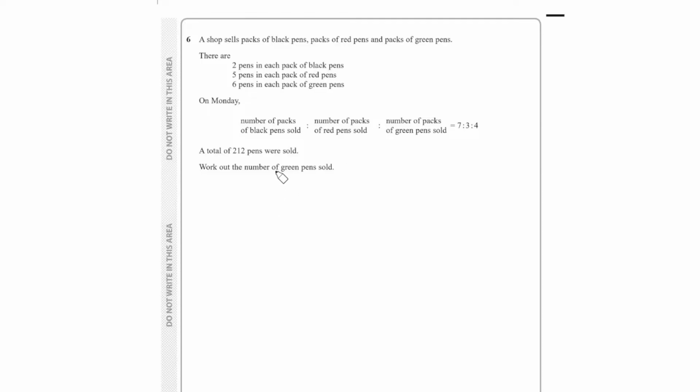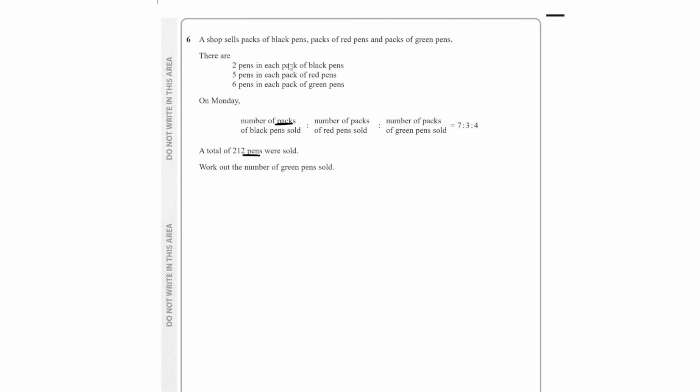So question 6, a shop sells packs of black pens, packs of red and packs of green pens. There are 2 pens in each pack of black pens, 5 in the red pens, and then 6 in the green pens. On Monday, the number of packs of black to red to green sold is 7 to 3 to 4. Now this is in terms of packs, right? The ratio is in terms of packs of pens. They've then said in total 212 pens were sold. So see how that's in terms of pens? Work out the number of green pens sold.